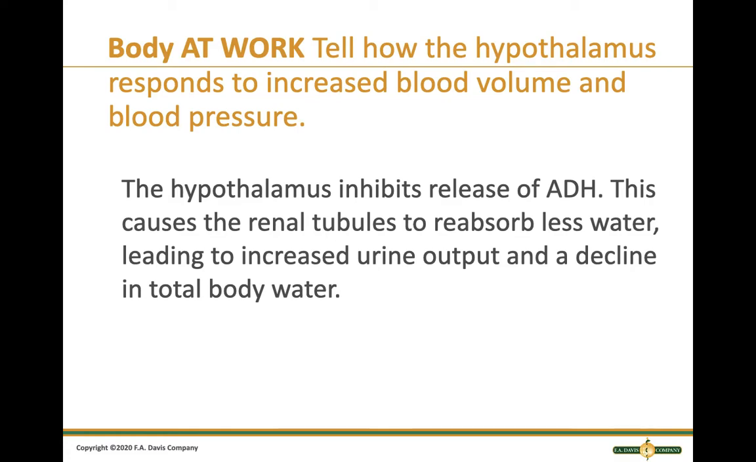Alright, we need to tell how the hypothalamus responds to increased blood volume and blood pressure. So in response to this, the hypothalamus inhibits the release of ADH. This causes the renal tubules to reabsorb less water, leading to increased urine output and a decline in total body water. So ADH is one of the main hormones affecting our fluid balance.